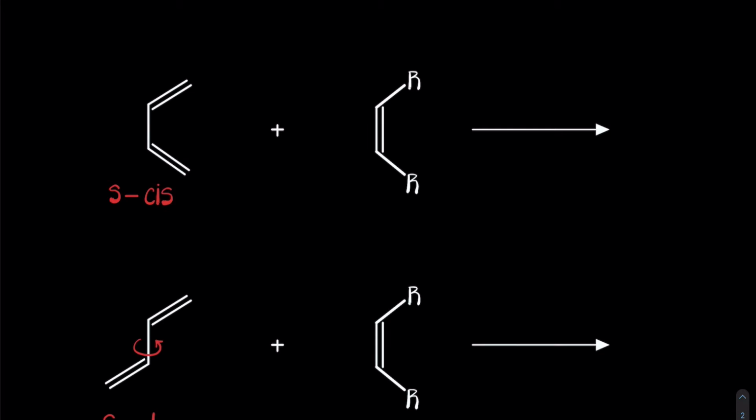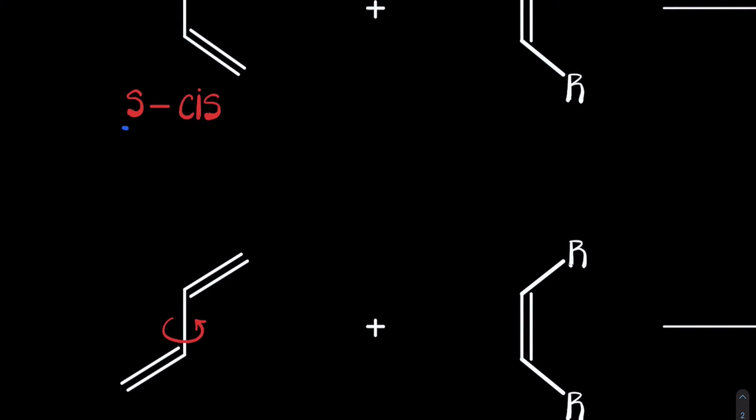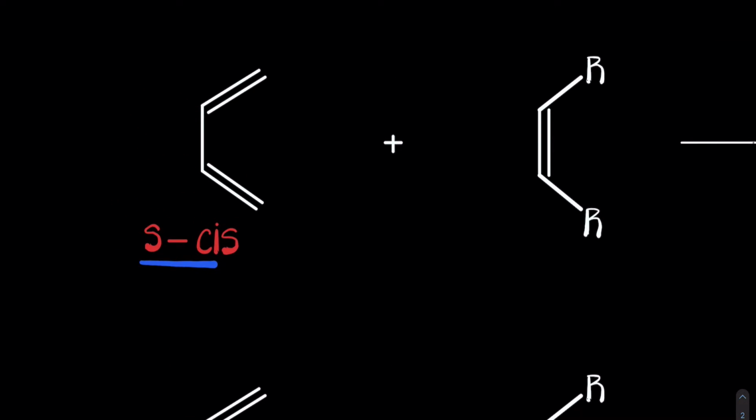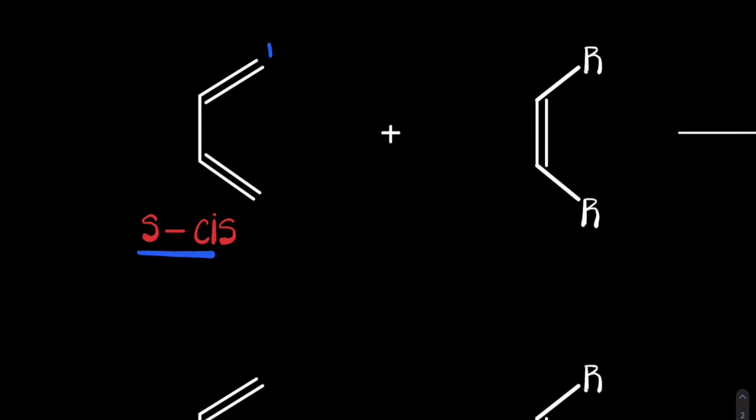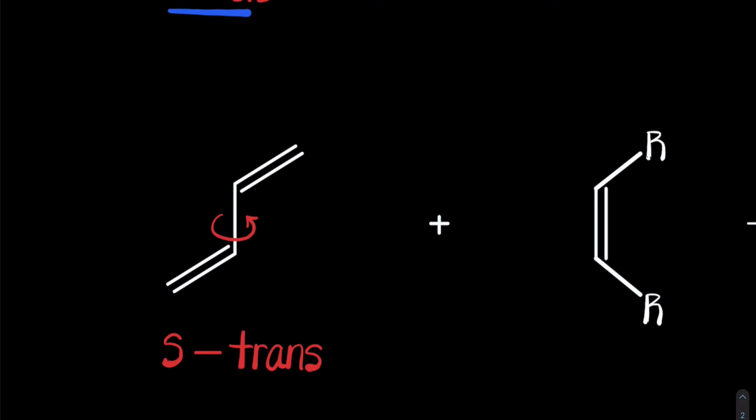Now taking a look at the diene, it must adopt an S-cis conformation, cis-like about the single bond. So, this is S-cis, which means carbons 1 and 4 are close enough to react to form a cyclic transition state. On the other hand, this is the S-trans conformation. So, what's going to happen here is a rotation about the single bond to place the two carbons, 1 and 4, in close enough proximity so that they can form that cyclic transition state.